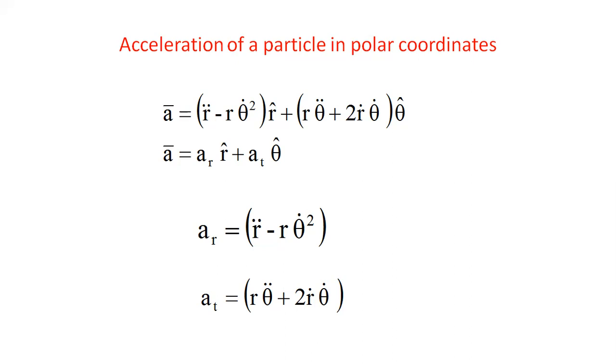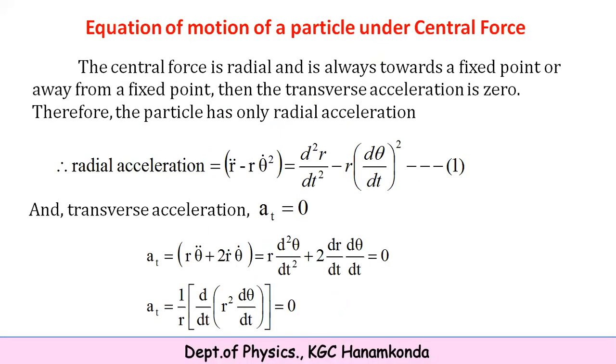Central force always acts on a particle towards a fixed point or away from a fixed point, along the radius vector. So due to that reason, the force is always directed along the radius vector. Therefore, there is no acceleration along the transverse, tangential direction. Therefore, the transverse acceleration is 0.